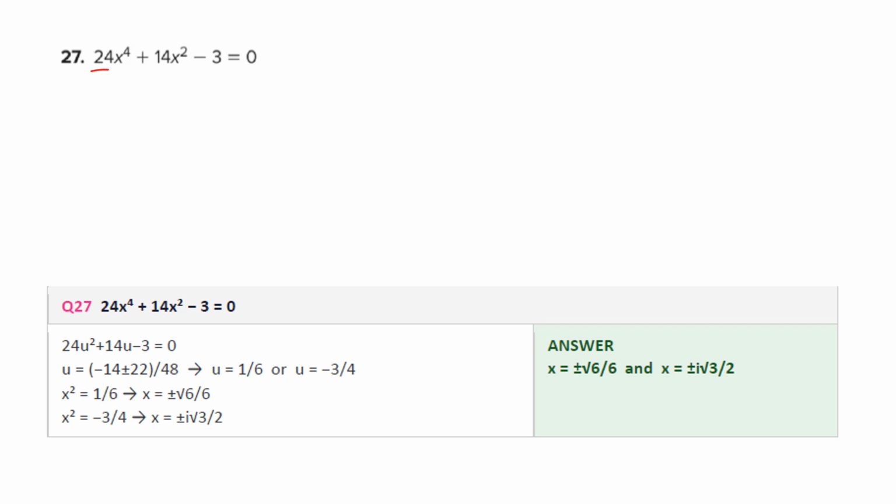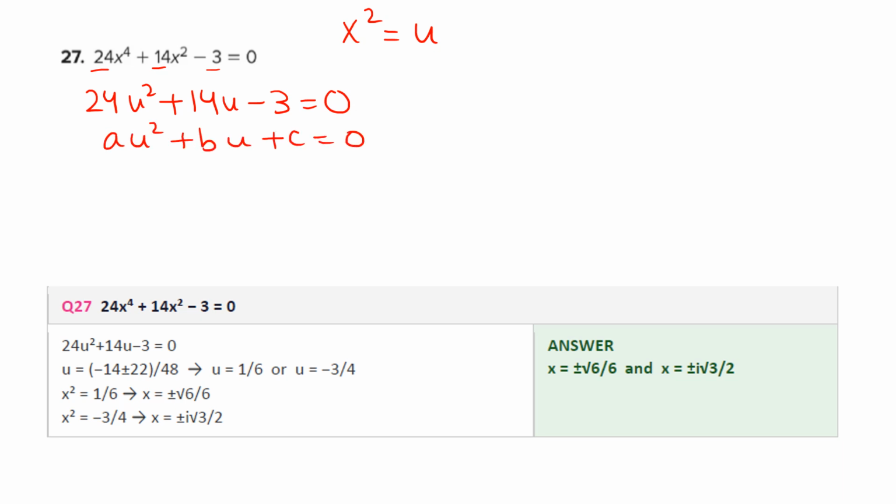Here, if you see the numbers 24, 14 and minus 3, there is no common factor. So we can directly proceed by replacing x square as u. This x4 means x square whole square. So it will be 24u square plus 14u minus 3 equal to 0. So we are directly changing the variable from x to u. Now if you compare with au square plus bu plus c equal to 0, what are your a, b, c? A is 24, b is 14, c is minus 3.